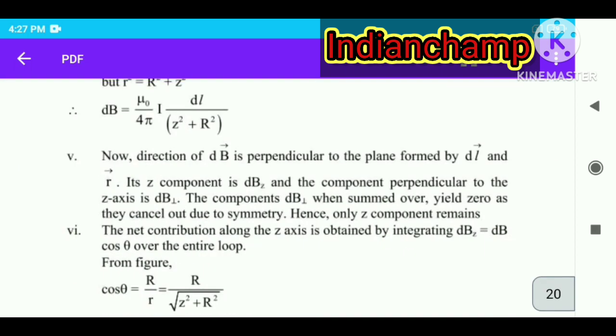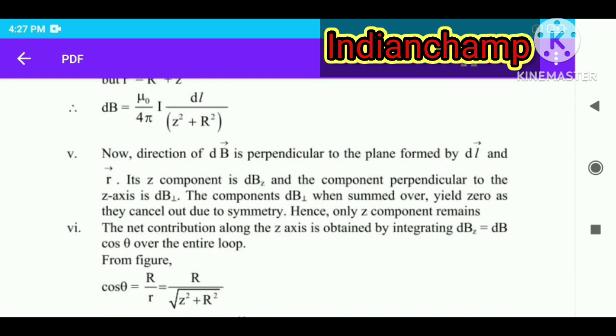Fifth, the direction of dB bar is perpendicular to the plane formed by dl bar and r bar. Its z component is dB z, and the component perpendicular to the z axis is dB perpendicular. The perpendicular components sum to 0 as they cancel out by symmetry. Hence only the z component remains.